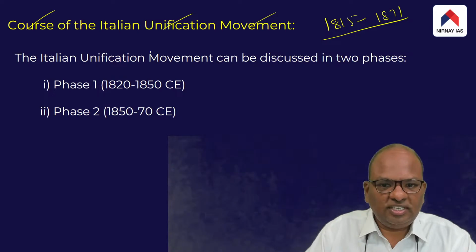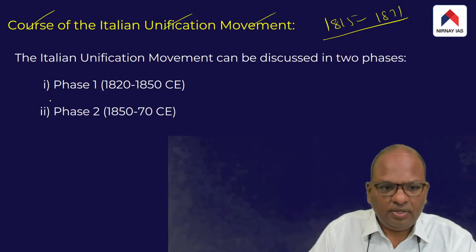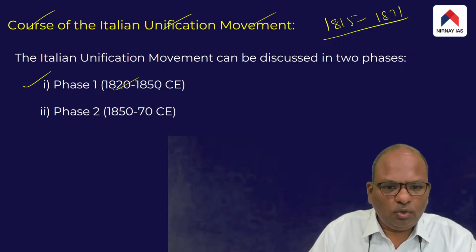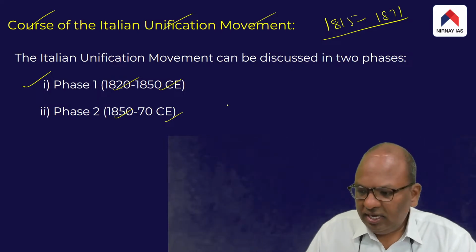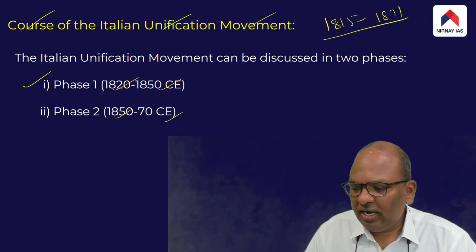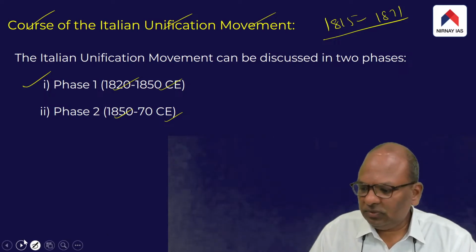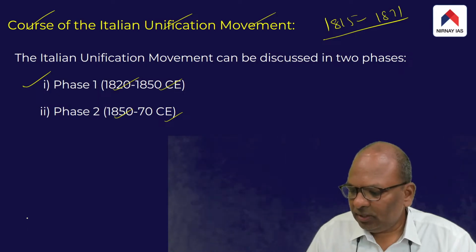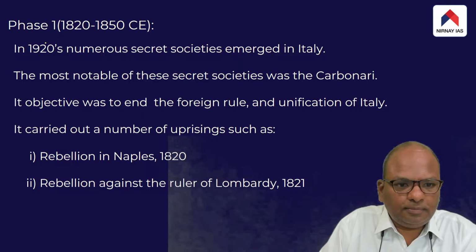So this Italian unification movement can broadly be discussed in two phases. One is 1820 to 1850. Second is 1850 to 1870. Finally, in 1871, the Italian unification was completely achieved. So take a look at phase one.